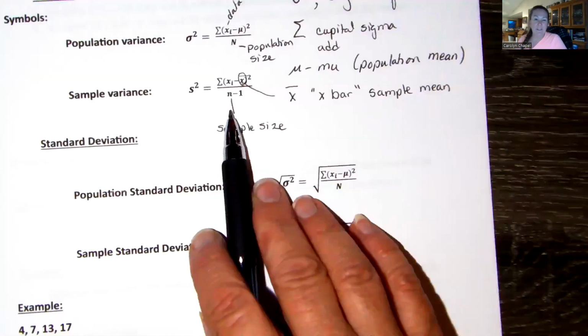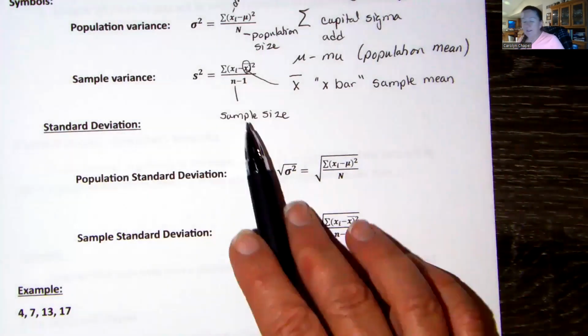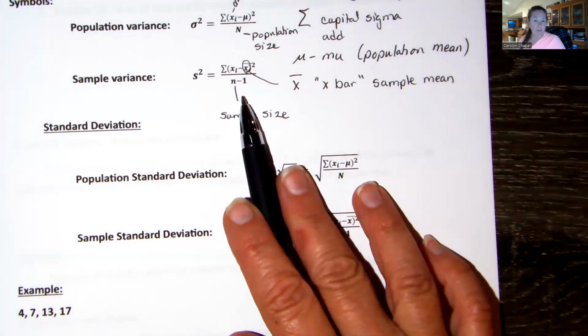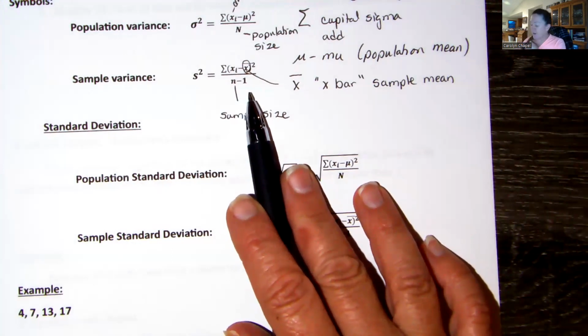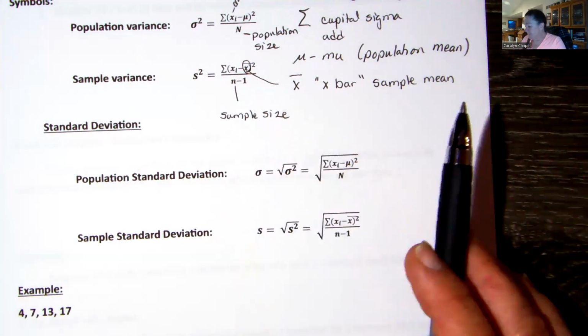And that's one reason we divide by n minus 1. There have been lots of studies on why we don't do n minus 2 or n minus 3, and n minus 1 seems to work really, really well.